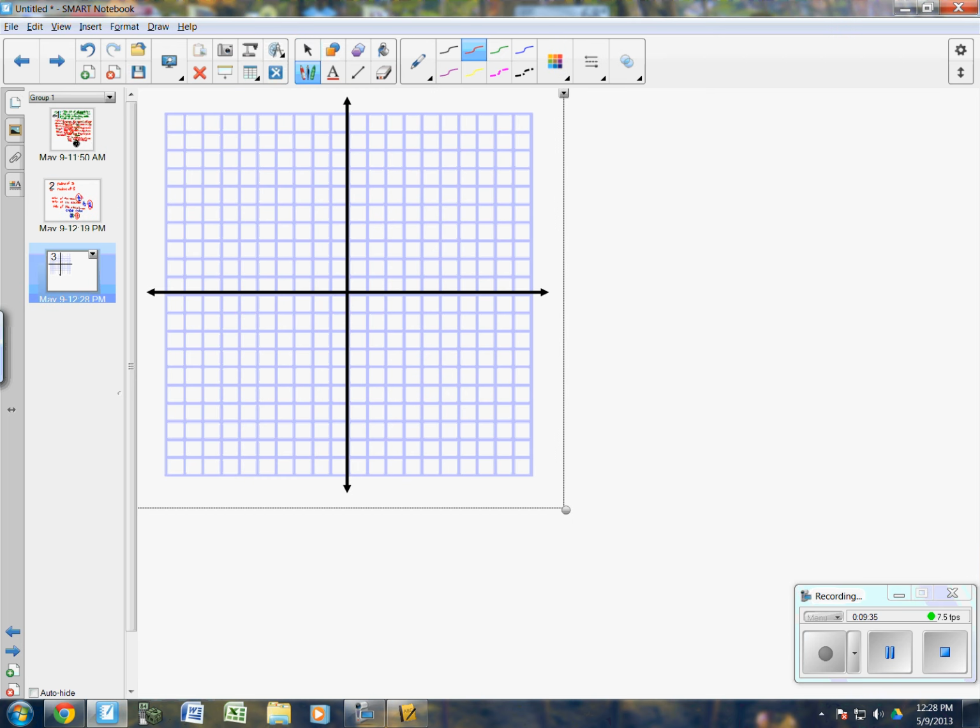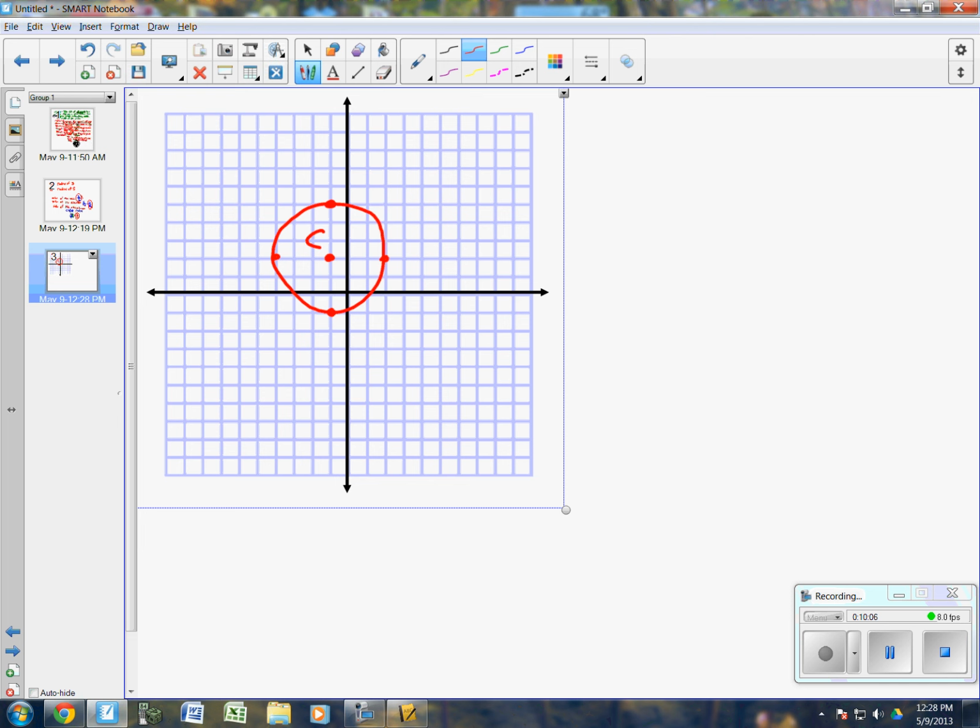Negative 1, 2 is C, and it says it has a radius of 3, so I'm going to count 1, 2, 3 in this direction, 1, 2, 3 in this direction, 1, 2, 3 in this direction, 1, 2, 3 in this direction. And I am going to attempt to draw a circle. Okay, so there's my circle.